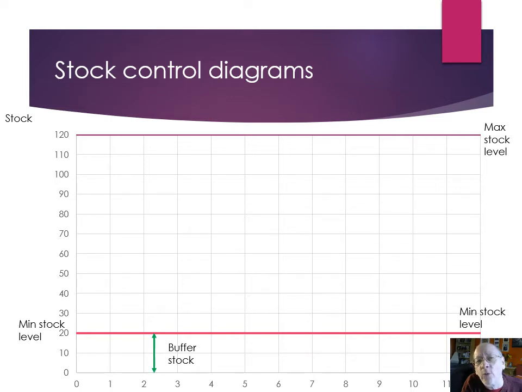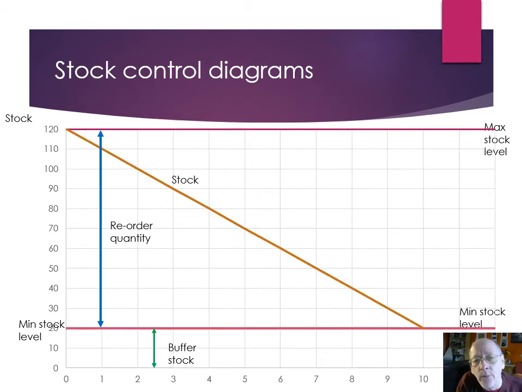We might want to have what's called a buffer stock of a minimum of 2 weeks supply, just so if we get an increase in demand, or perhaps some of our supplies are held up for a bit, we've got a little bit of leeway there. So in our particular case, the maximum stock level is 120, the minimum stock level is 20, which means that when we place an order, we are going to place an order for 100 items to fill that particular gap.